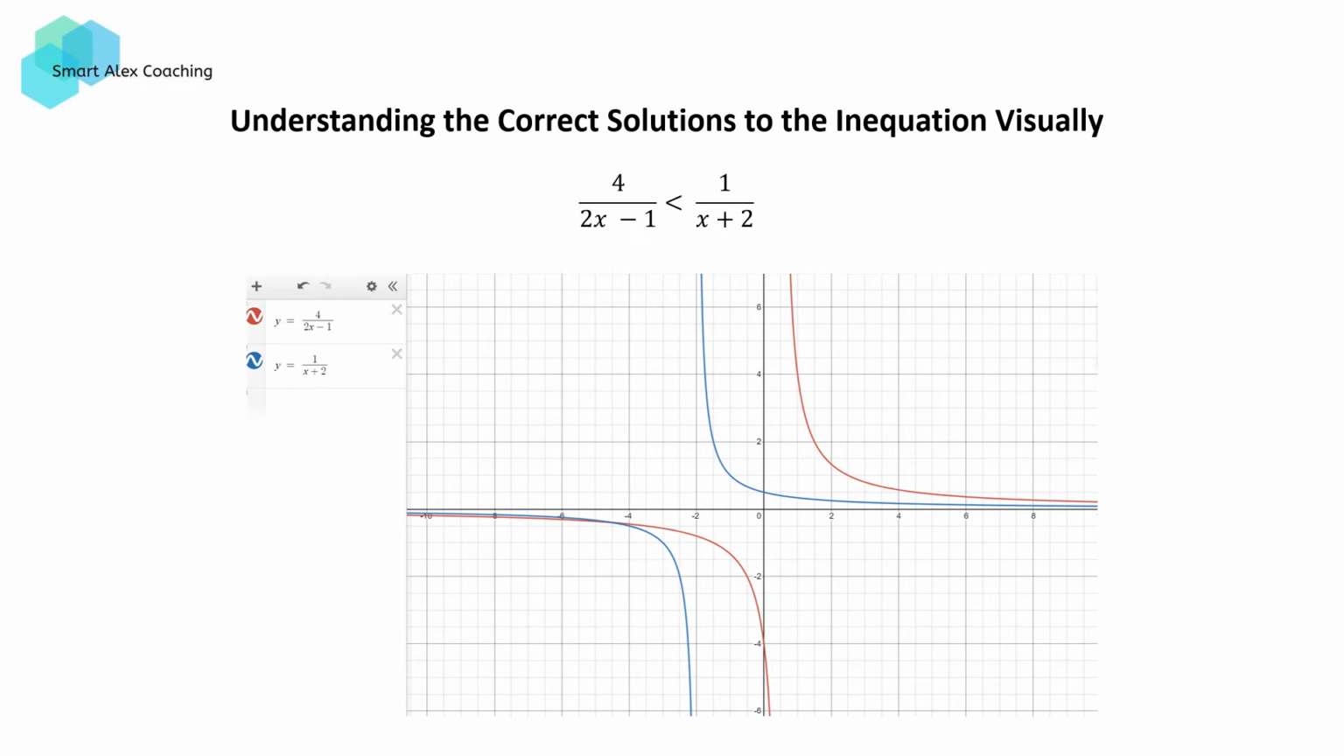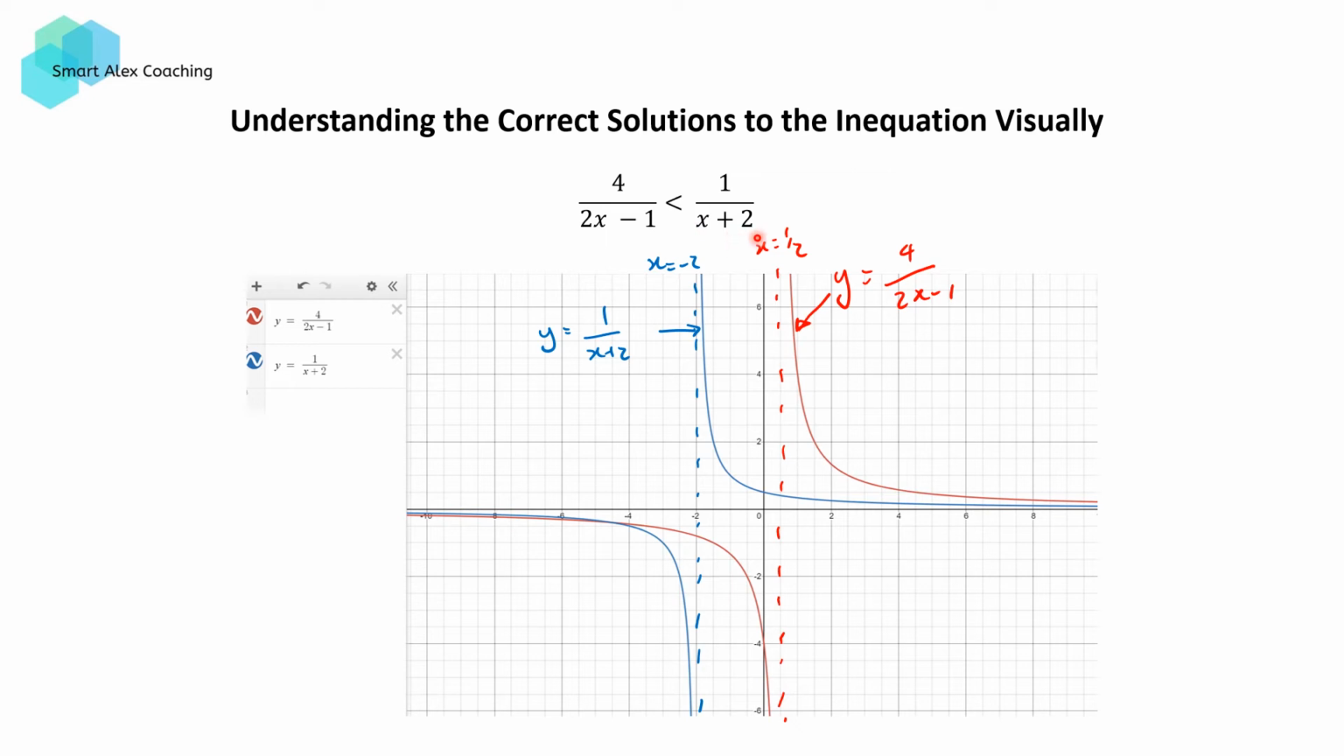The first, the red graph, is y is equal to 4 over 2x minus 1. This is a hyperbola with the asymptote at x is equal to 1/2. The blue graph is y is equal to 1 over x plus 2, and it has the asymptote x is equal to -2.